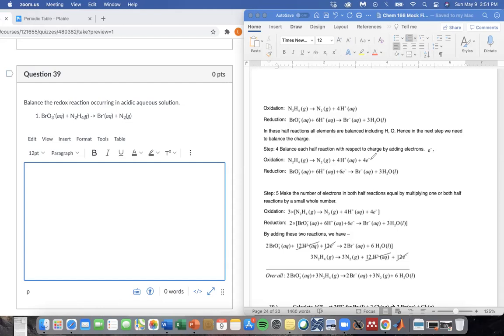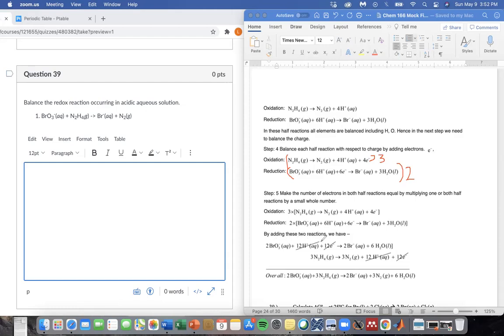And so in order to really combine these equations, we need to have the same number of electrons on either side. So our lowest common multiple is 12. So we multiplied this equation by 3, and we multiplied this equation by 2. And so then we get this expression.